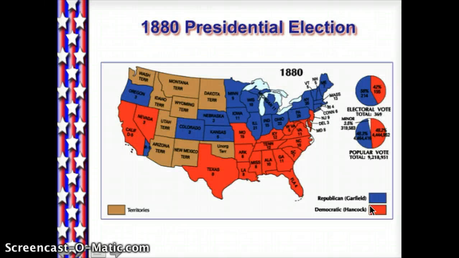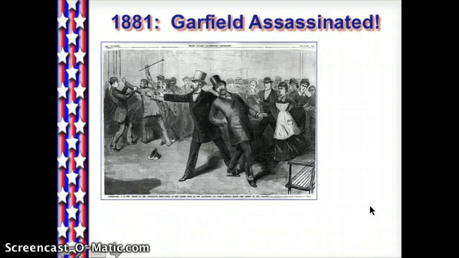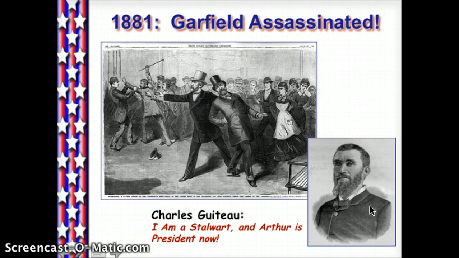So we have the Republicans as blue and the Democrats as red. Okay, and we see that Garfield does win the elections, specifically in the electoral vote. Now, we're going to take a look at these presidential elections over time and notice how the country's electoral map changes during this period. But first, let's take a look at what happens right after the presidential election, and that is that President Garfield is elected and his assassin shouts out, I am a stalwart, and Arthur is president now.